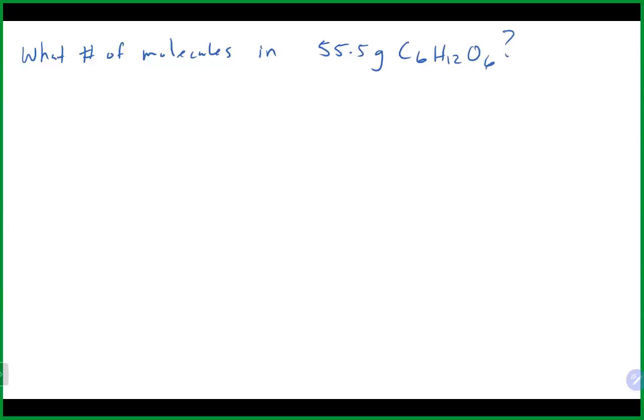All right, let's try a couple more here just to make sure. Let's go with: what is the number of molecules and moles in 55.5 grams of C6H12O6? Let's do moles first. What's the number of moles and molecules? There you go.